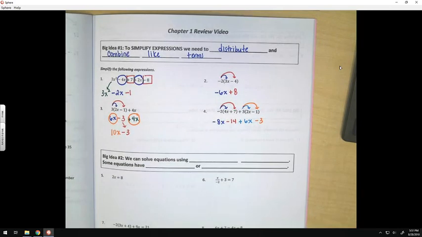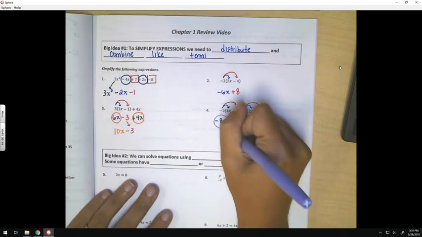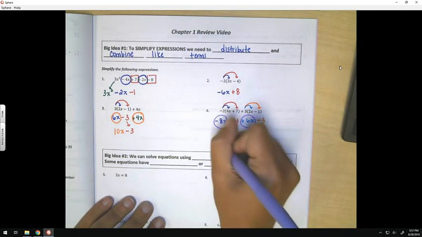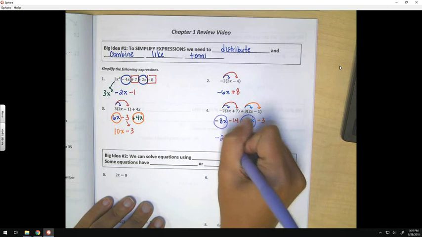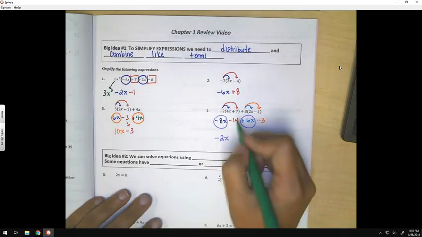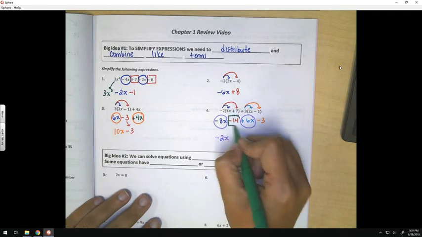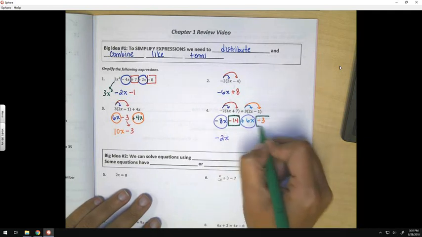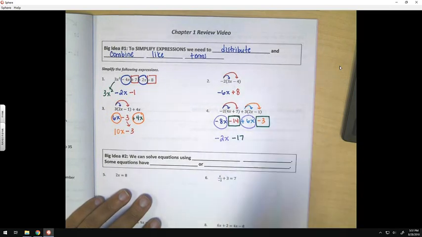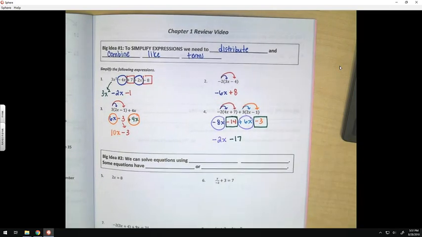Next, I'm going to look for some like terms to see if there's anything that I can simplify. So right away, I'm noticing that the negative 8x and the 6x are like terms. So negative 8x plus 6x would be negative 2x. Next, I'm noticing that the negative 14 and the negative 3 are also like terms. So if I combine those, I get negative 17, and that's my final answer.